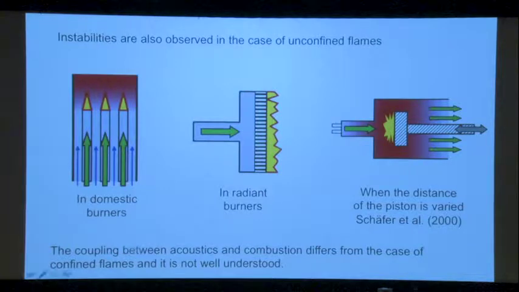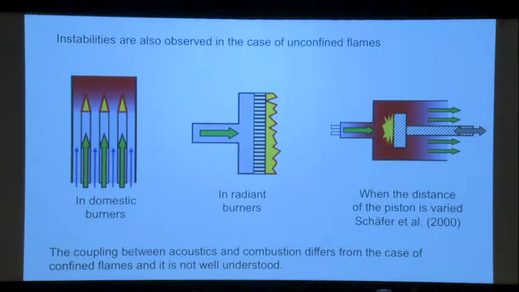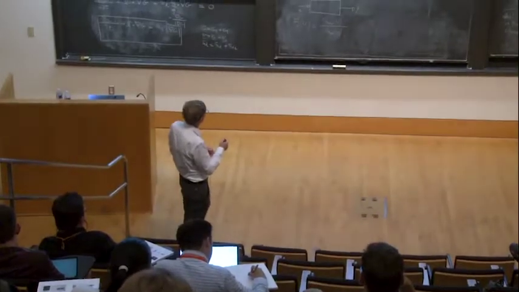But there are situations where the flames are essentially unconfined. For example, in domestic burners, the size of the burner is big, the flame is sitting somewhere there. And so we've seen that even in such cases where the flame is not very strongly confined, there can be resonance. A company which was producing radiant burners had problems with the oscillations. So in this case, the flame is sitting just at the end of the burner, and there is no chamber around it. And nevertheless, it can exhibit very powerful instabilities, which were used for paper drying, you know, when you produce paper, and they wanted to fix it.